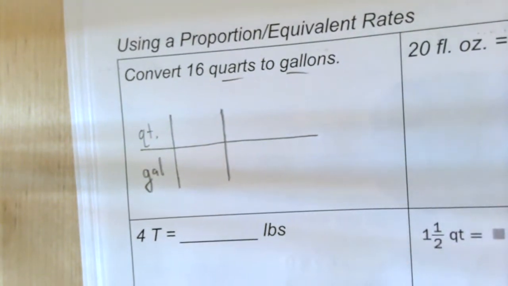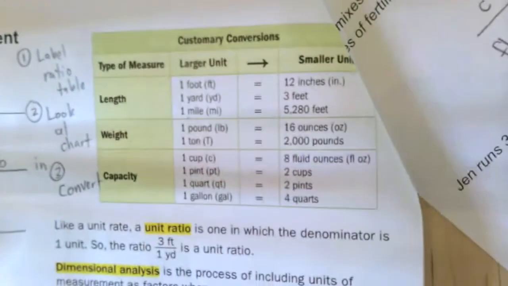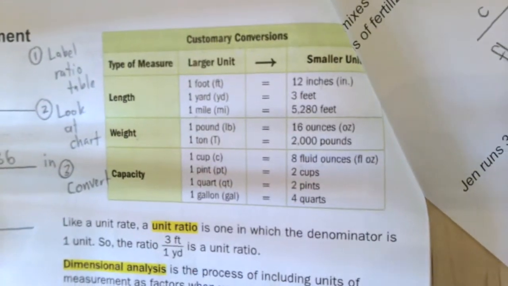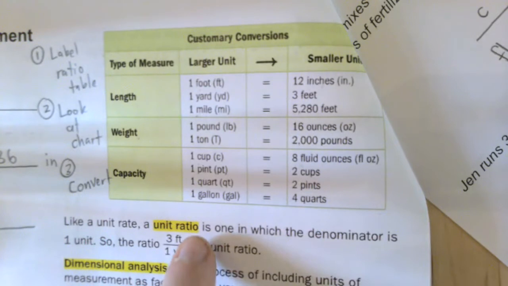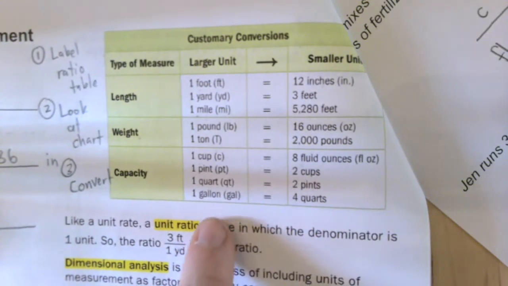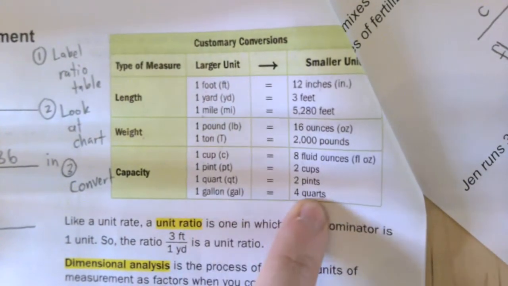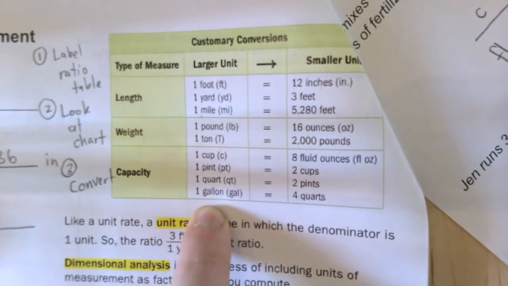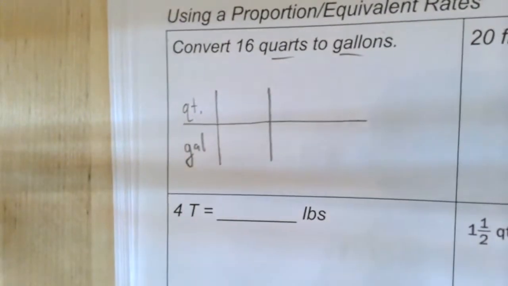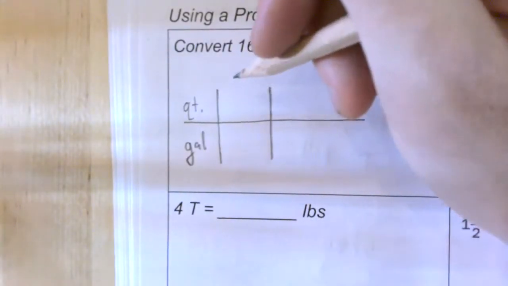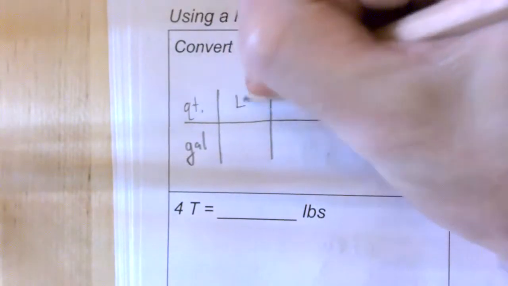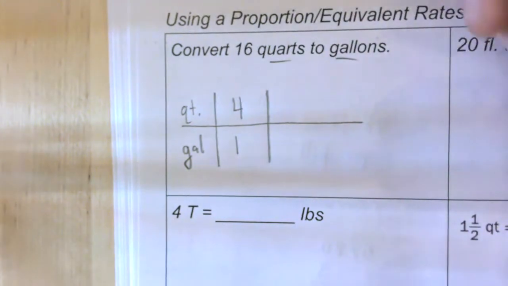Now the chart is on a different page. So we're looking for gallons and quarts. That's the very bottom here. We have 4 quarts is 1 gallon. I'm saying that a couple times because I want to make sure I label it right. 4 quarts, 1 gallon. Perfect.